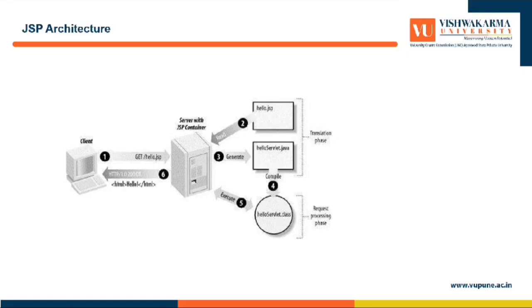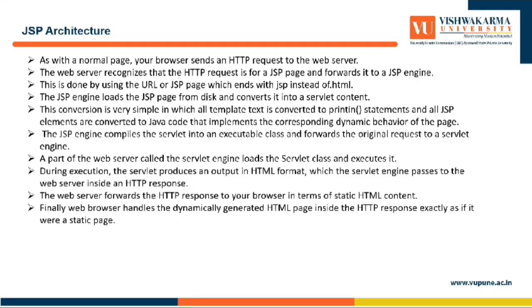The JSP engine then loads the JSP page and converts it into servlet content. Then the servlet engine loads the servlet and executes it. During the execution, the servlet produces the output in HTML format, which is later forwarded to the browser. Finally, the web browser handles the dynamically generated HTML page exactly as if it were a static page. So, this was all about the JSP architecture.